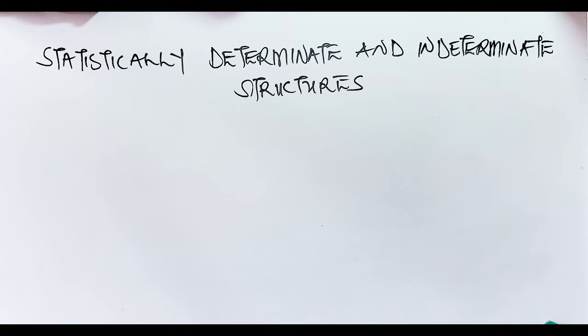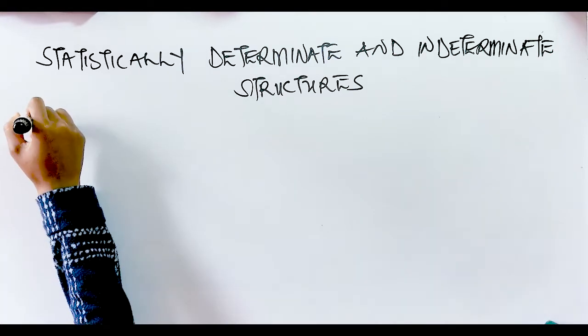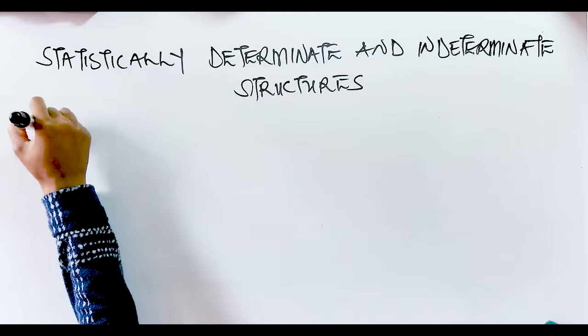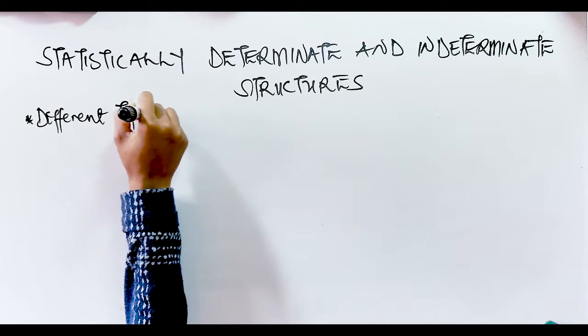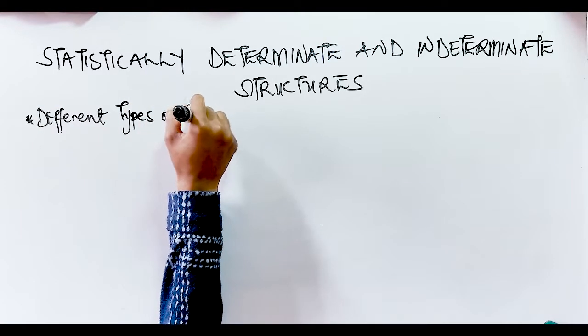Previously, in the introduction to structure analysis lesson, we saw that structures could be statically determinate or indeterminate, and I said I was going to explain further in subsequent videos. So here is the video. In this video, I'm going to be explaining what statically determinate and indeterminate structures are. But for better understanding, I am firstly going to give you the different types of beams.